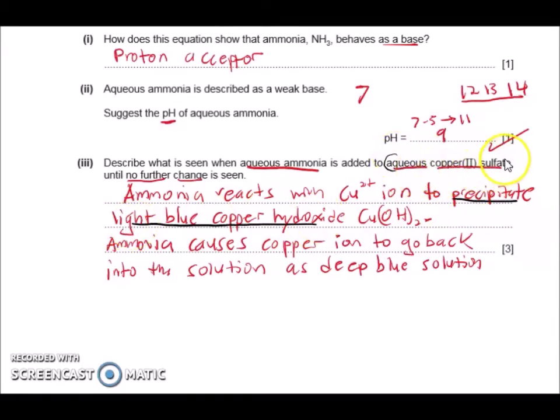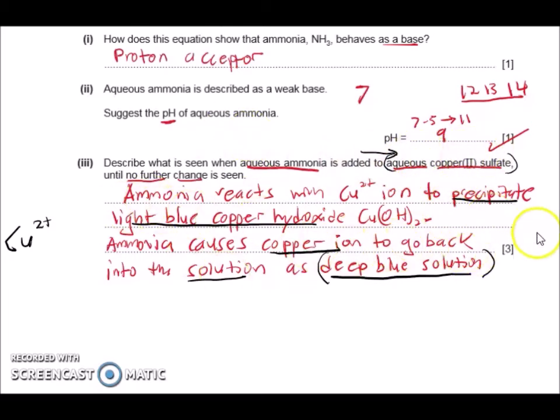So this is actually a blue color. Copper(II) positive ion is in a blue color. Okay, so what happens is they will form a precipitate at first, and then this ammonia will cause the copper ion to go back to the solution as a deep blue solution. So this deep blue solution will remain. Okay, that is a few points you have to remember when aqueous ammonia is added to any aqueous copper ions. Okay, so I hope you can understand this. This is a 3 marks question. Next we will move on.